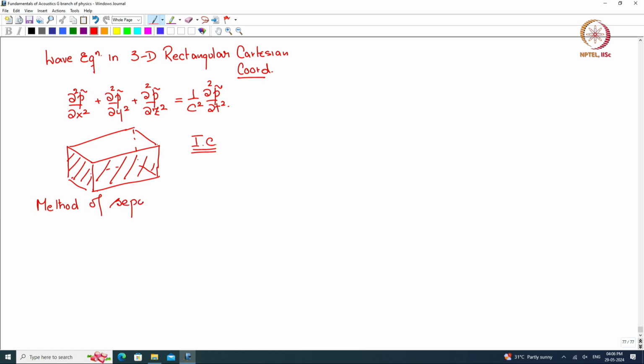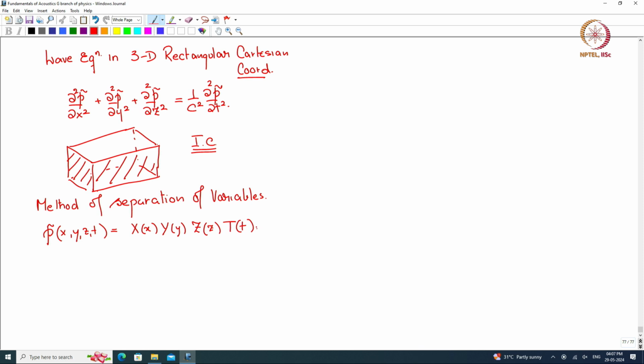separation of variables. So the p tilde of x, y, z, t is going to be given by capital X of x, capital Y of y, capital Z of z, and the time function.